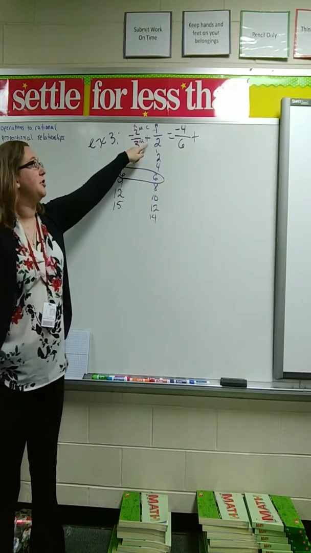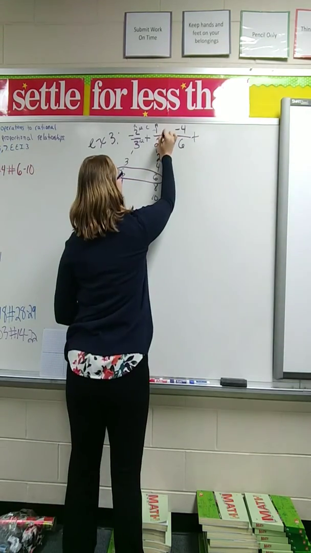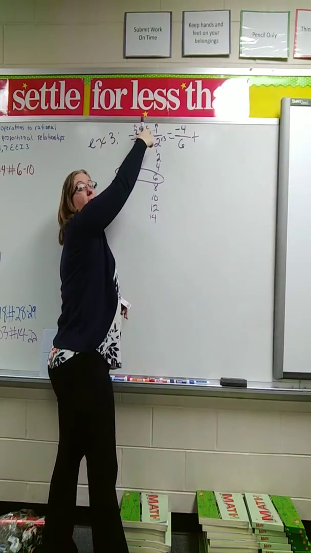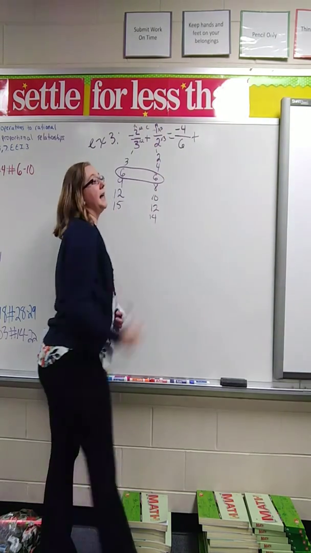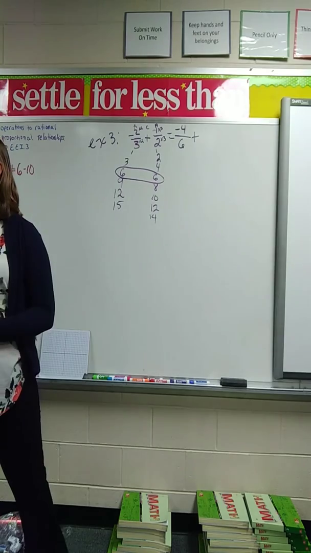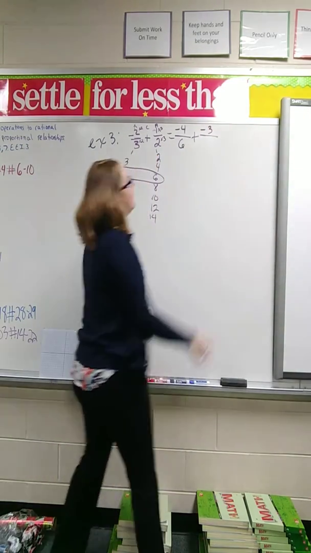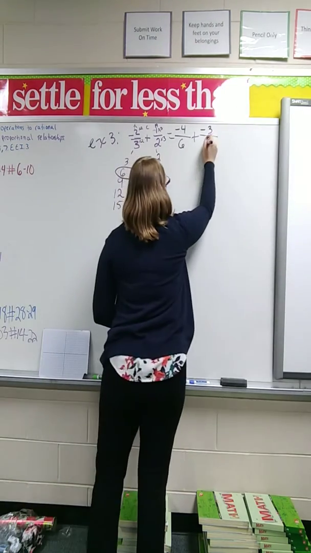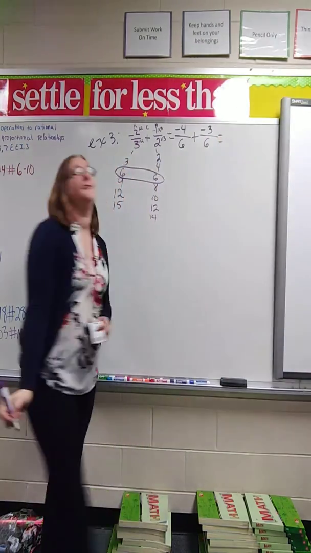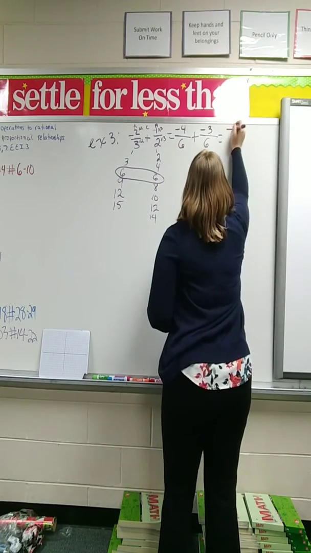What did I multiply 2 by to get to 6? 3. So I need to multiply the negative 1 by 3. What is negative 1 times 3? Negative 3. And my denominator is going to be 6. What is negative 4 plus negative 3? Negative 7. What's my denominator? 6.